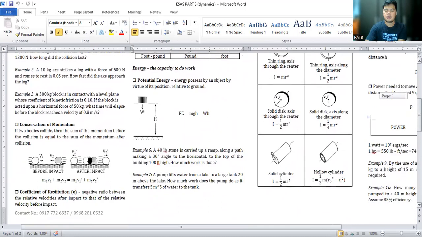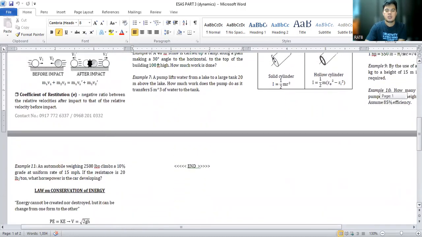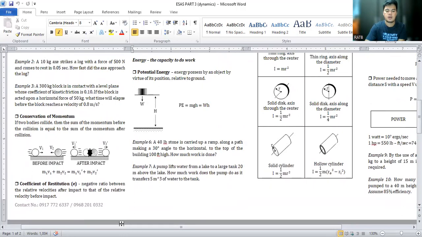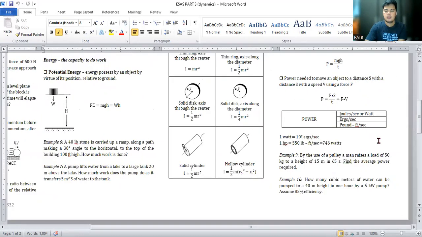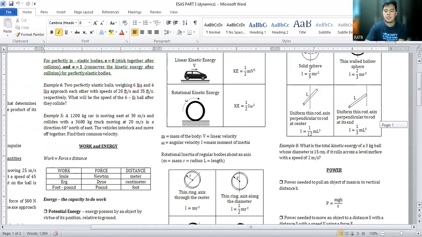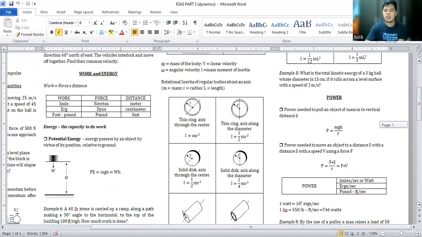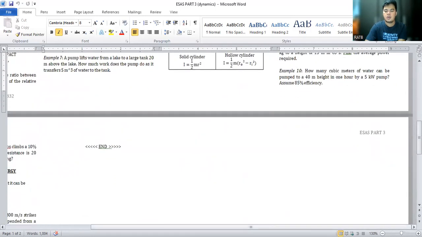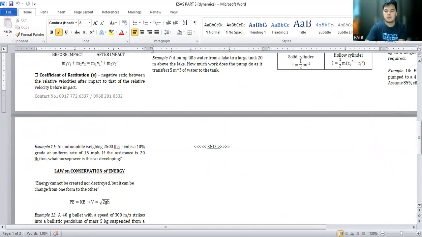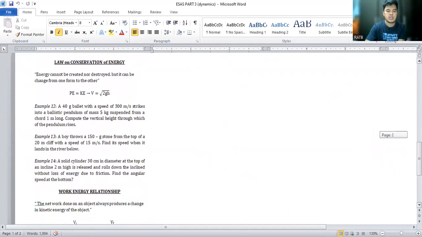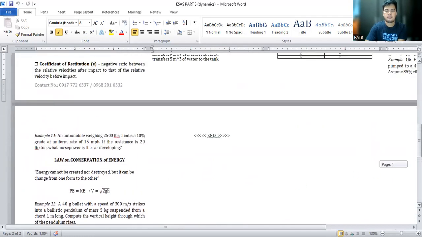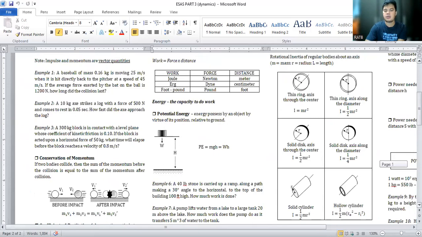So in the discussion today, that is the power calculation, and then we have the law on conservation of energy, and then might as well the relationship between work and energy. So one by one we'll be taking them down.